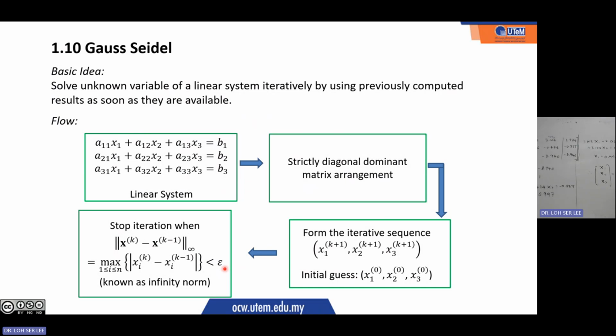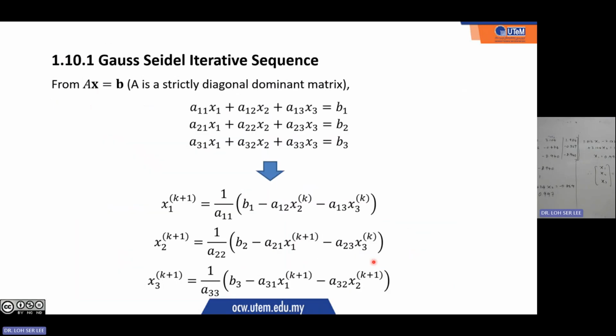This is your x1, x2, and x3. This one I show you first, the iterative sequence. Later I will come back to this basic idea. Let's say this linear system, the matrix A, satisfied the criteria. Then we have to proceed to find this formula. So how to get this?